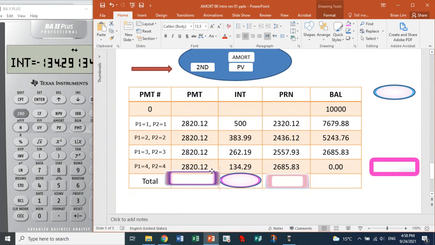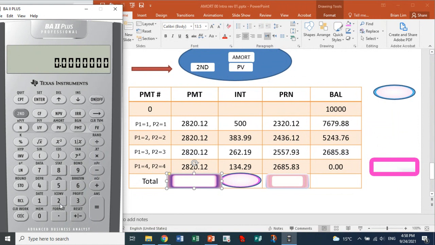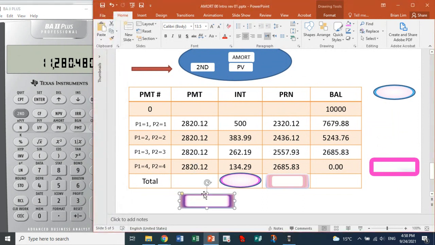Okay, the payment is easy because if you take the 2820.12 and multiply it by 4, we will get, what do we get? Well, let's remove this and put the number in first. 11280.48. All right, so that number is in. Okay, so that is the total there.